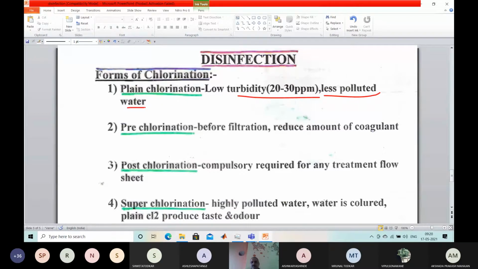When there is low turbidity, what does it mean? Suspended particles are there. When water is more turbid, it means more suspended matter is there. High turbidity means more. The more the plain chlorination is applied, the turbidity of water is less.